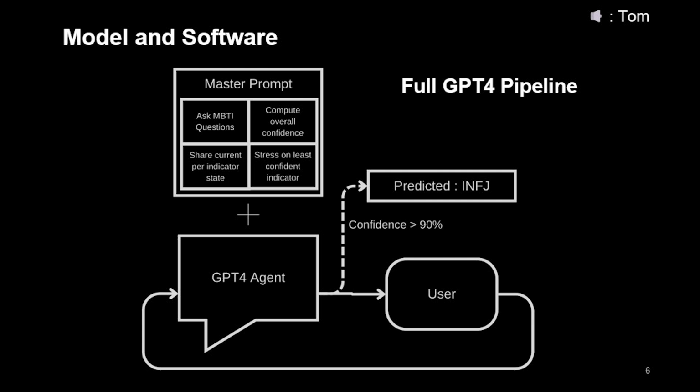Another method that we applied, to compare with the GPT-2 classifiers used in the main system, was the full GPT-4 conversation, in which a master prompt computes the overall confidence in the prediction and also the confidence in each of the MBTI type indicators. And so the conversation goes on. It's a sort of chain of thought method. And when the overall confidence reaches 90%, the predicted MBTI personality type is returned.